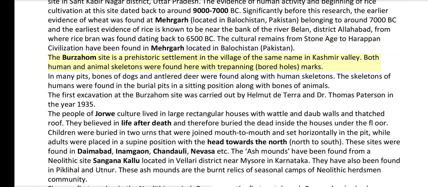The Burzahom site is a prehistoric settlement in the village of the same name in Kashmir Valley. Both human and animal skeletons were found here with trepanning, bored holes, marks. In many pits, bones of dogs and antlered deer were found along with human skeletons. The skeletons of humans were found in the burial pits in a sitting position along with bones of animals. The first excavation at the Burzahom site was carried out by Helmut de Terra and Dr. Thomas Patterson in the year 1935.